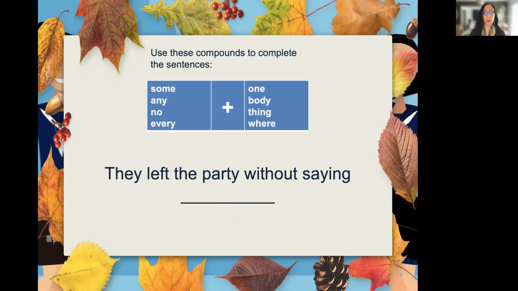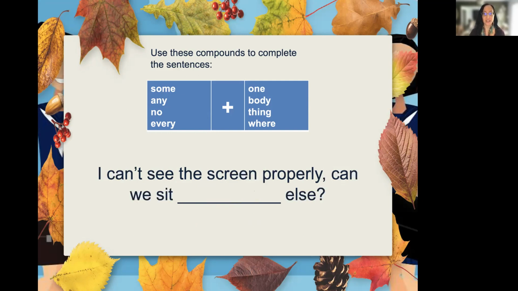They left the party without saying blank. Okay. They left the party without saying blank. What could it be? Anything. That's not nice. Now there's a missing punctuation mark. Should it be a period, question mark, or an exclamation mark? You pick, put it in the comments.